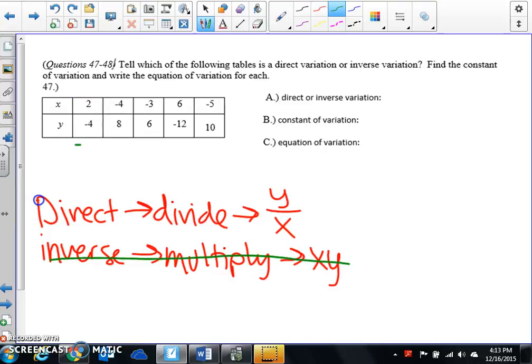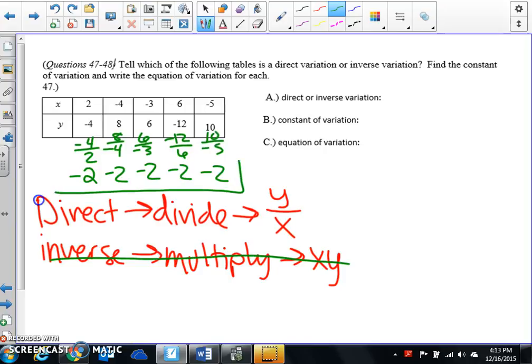So now I need to divide. Negative 4 divided by 2 is negative 2. 8 divided by negative 4 is negative 2. 6 divided by negative 3, yep, negative 2. Negative 12 divided by 6, negative 2. And 10 divided by negative 5 is negative 2. So I divided, so I know it's a direct.